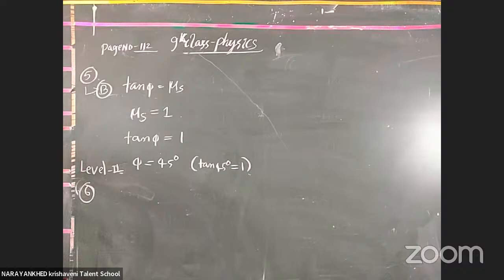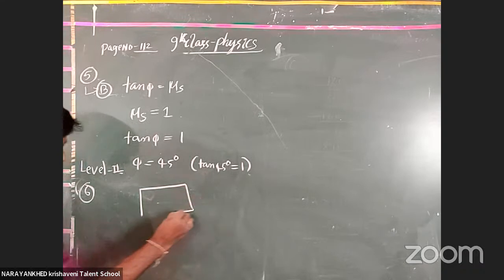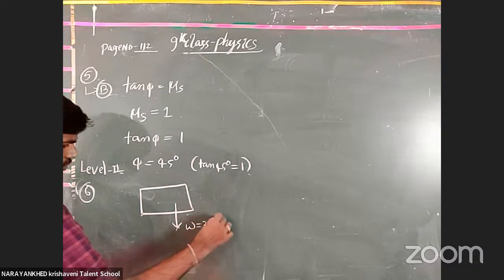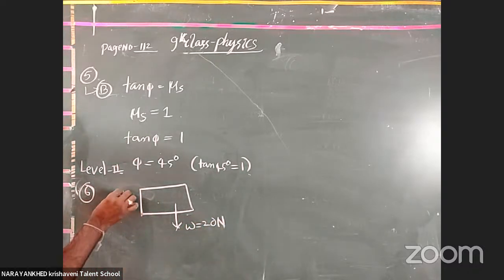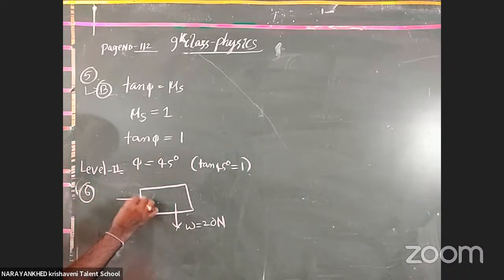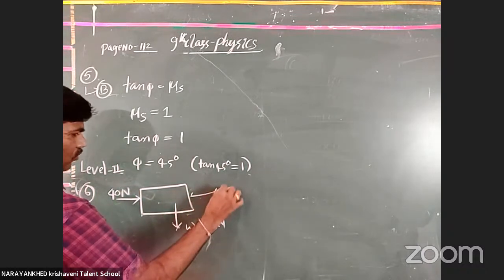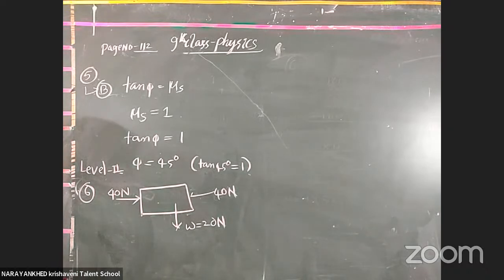They have given that a 20 newton weight is pressed between two hands. Each hand exerts a force of 40 newtons. If the book just starts to slide down, what is the coefficient of friction here? There is one textbook, and the textbook is influenced by the weight, which is equal to 20 newtons. Two hands give forces here, 40 newtons on one side and 40 newtons on the other. Clear or not? Two forces are applied on it.